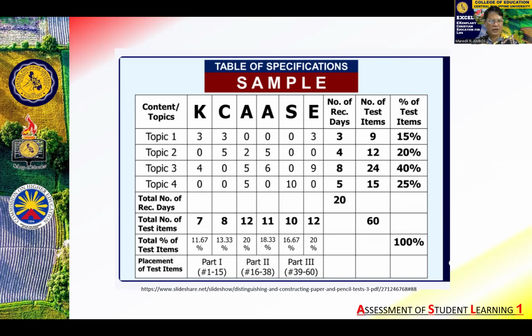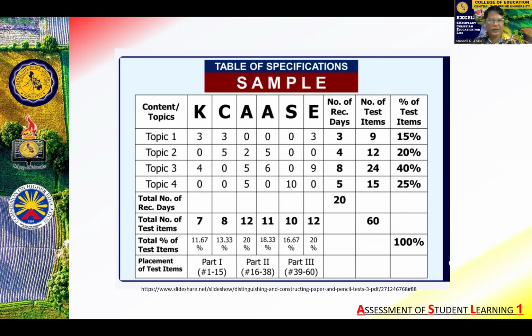If you notice, there are rows and columns. In the lower portion, there are rows, actually. So you can see there the total number of test items. For knowledge, you add the questions allotted for the 4 topics. For example, 3 plus 4, you have 7. 3 plus 8, 5 equals 8. Now, 2 plus 5 plus 5 is 12. Then you have 5 plus 6 equals 11. Then 10 for your synthesis, and you have 12 for evaluation.